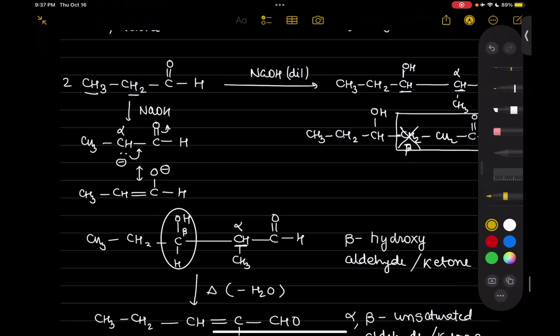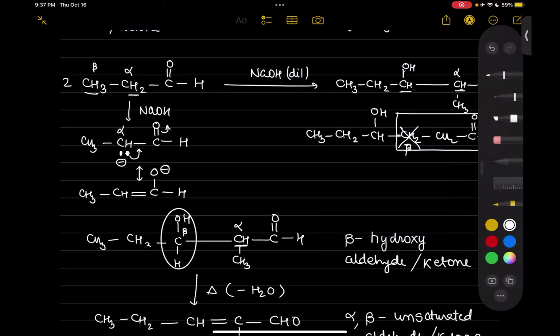The reason is the alpha hydrogen is acidic. Beta hydrogen is not acidic. So alpha hydrogen can be removed. It can lead to the formation of a carbanion, which acts as a nucleophile. So why is alpha hydrogen acidic?